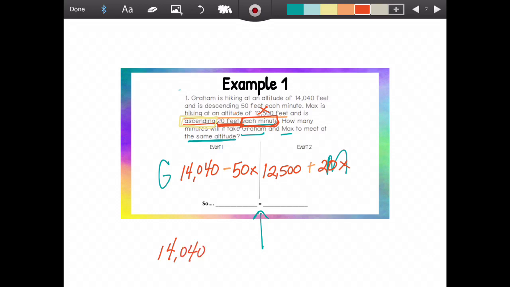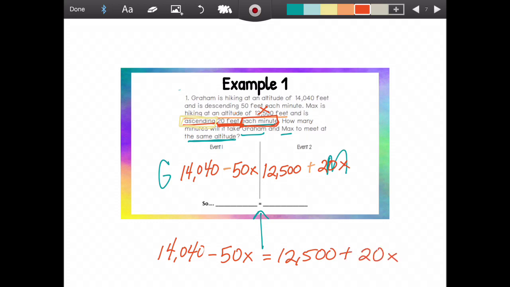14,040 feet plus, minus 50x is the same as 12,500 feet plus 20x.